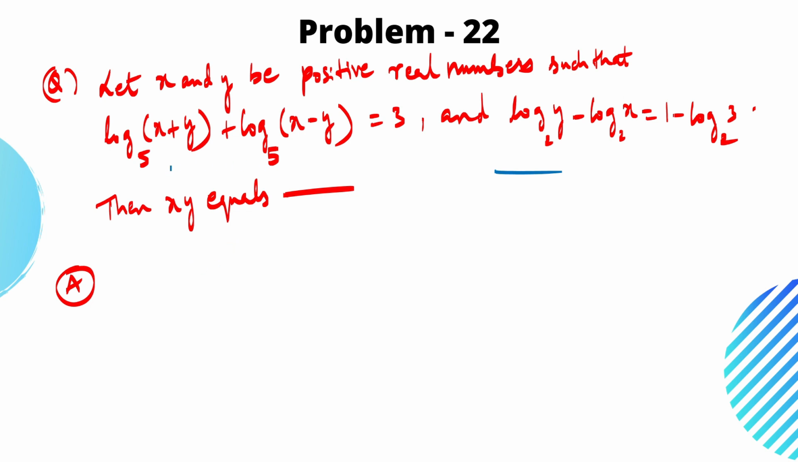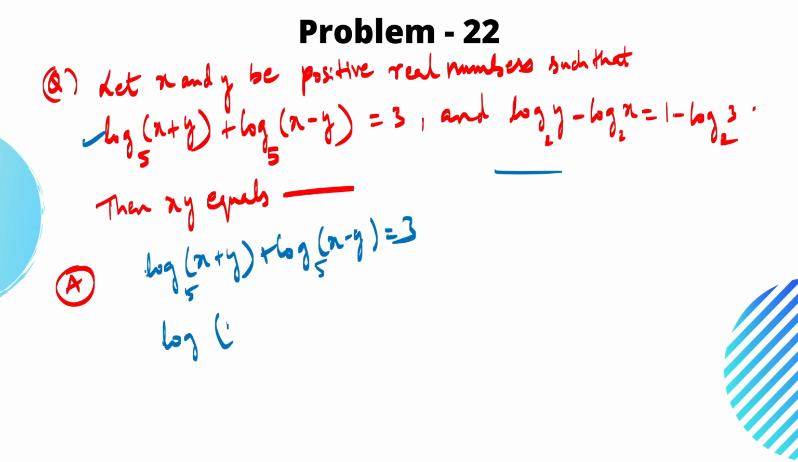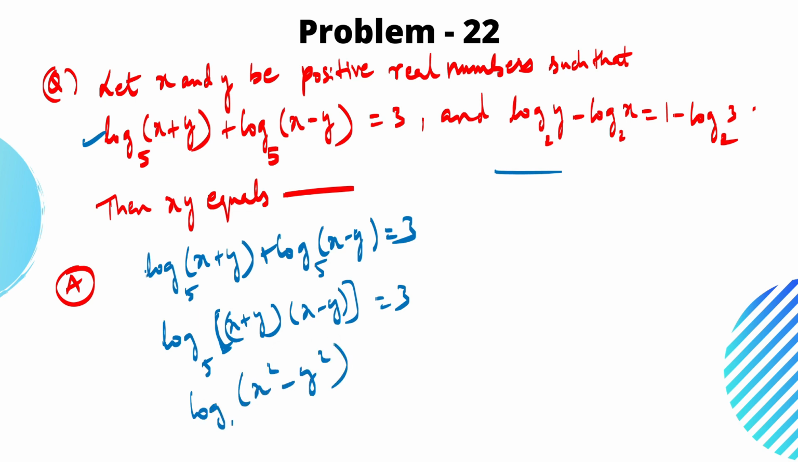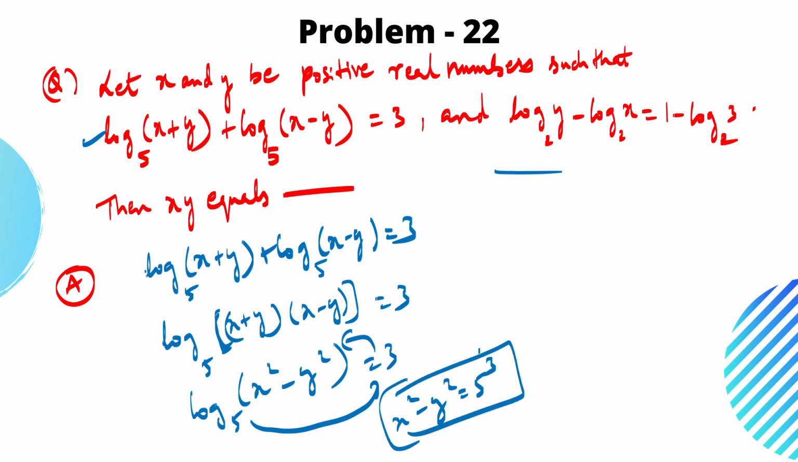So let us take the first one, log x plus y plus log x minus y is equal to 3. Now the moment you see log of something plus log of something is equal to 3, it is in the form log a plus log b, which is log a into b, right? So log x plus y into x minus y to the base 5 is equal to 3. X plus y into x minus y is equal to x square minus y square, to the base 5 is equal to 3. Remember the anticlockwise direction, 5 cube is equal to this. So x square minus y square is equal to 5 cube. This is our equation 1.